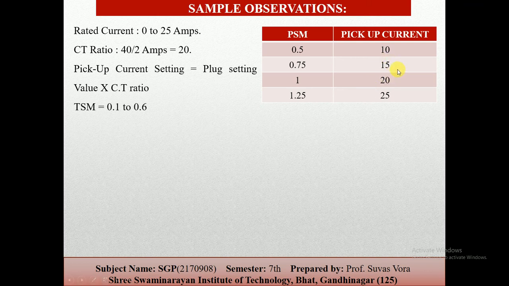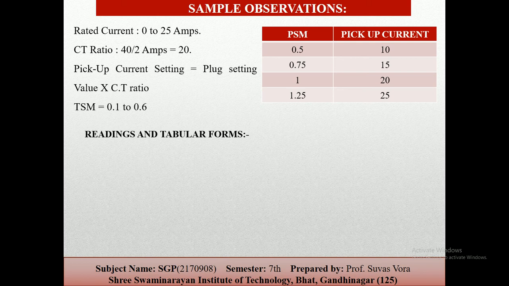Pickup current means जब फॉल्ट मैक्सिमम होगा, मैक्सिमम करंट उसमें से फ्लो होगा. देन 1 यानी कि करंट सेटिंग हमने सेट किया है 1. सो द पिकअप करंट इज 20 एंड when we set the PSM value to 125, the pickup value is 25. So these are the readings.